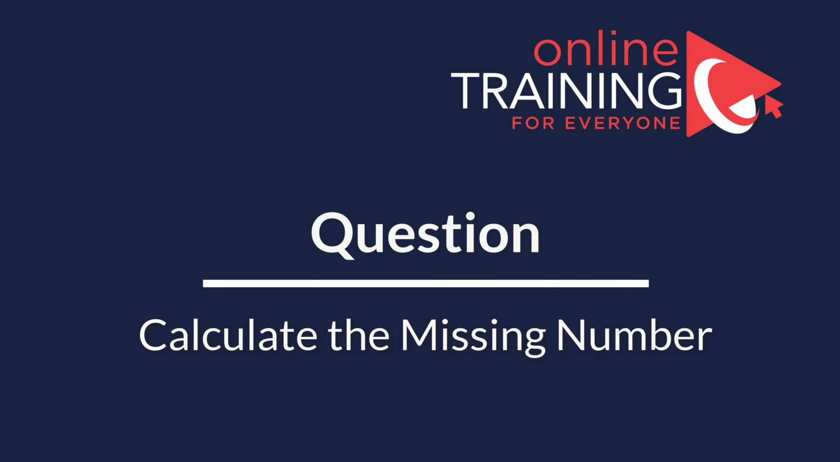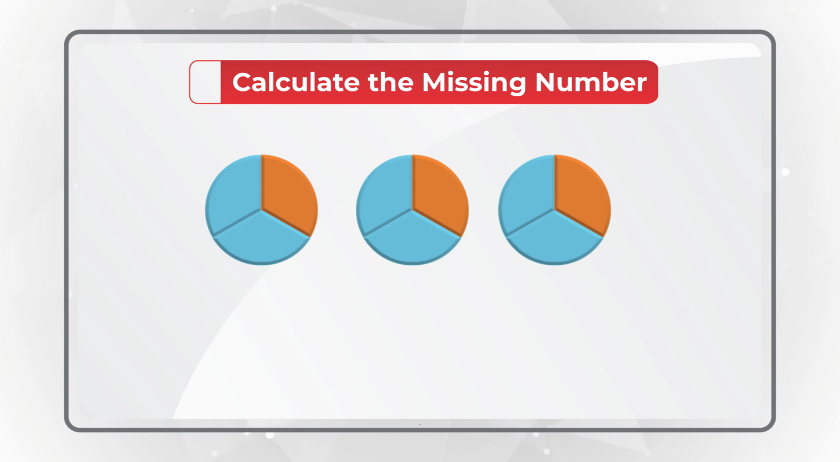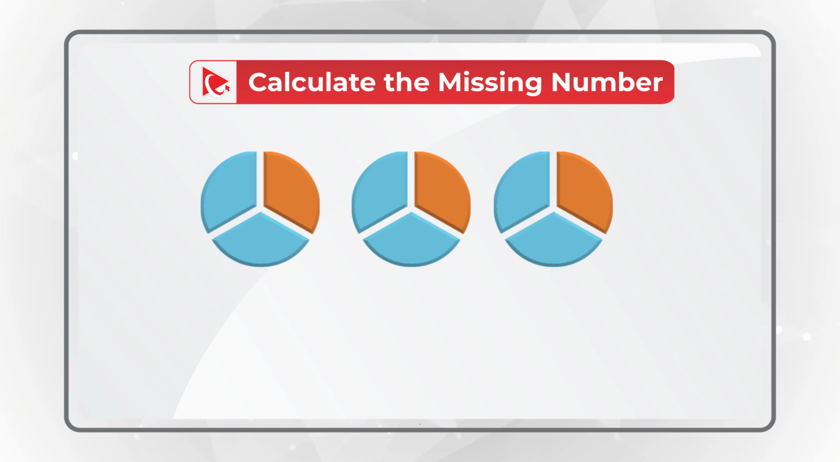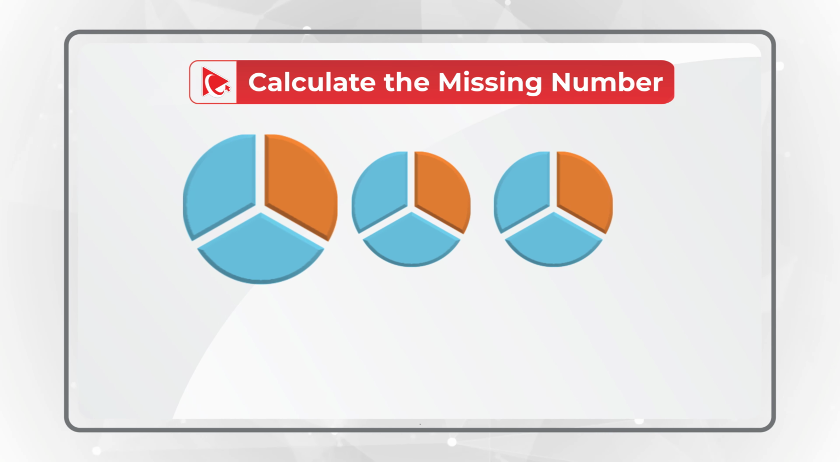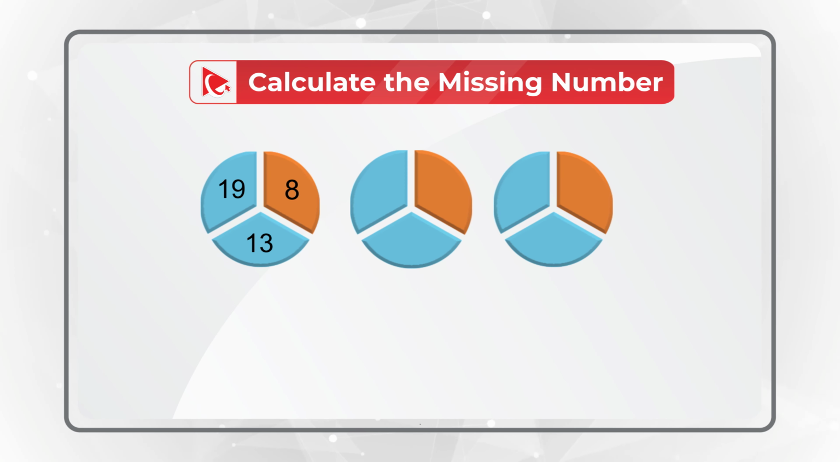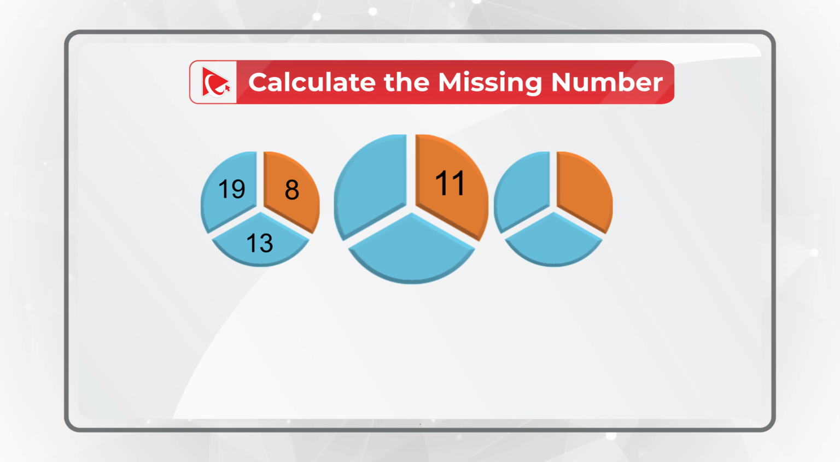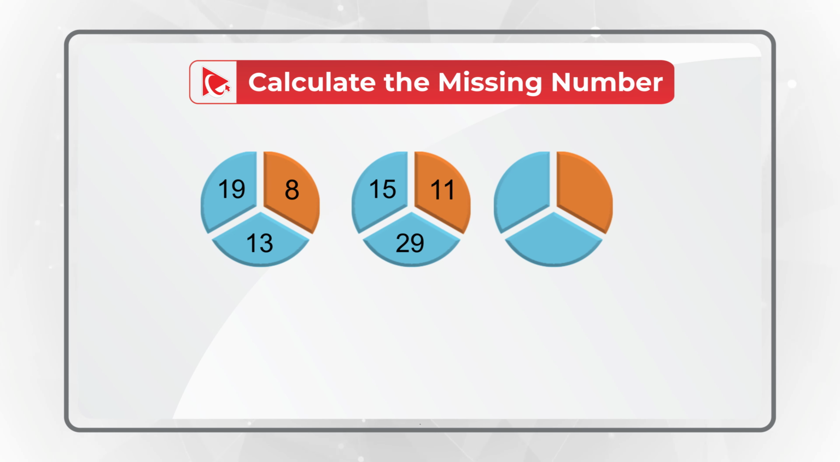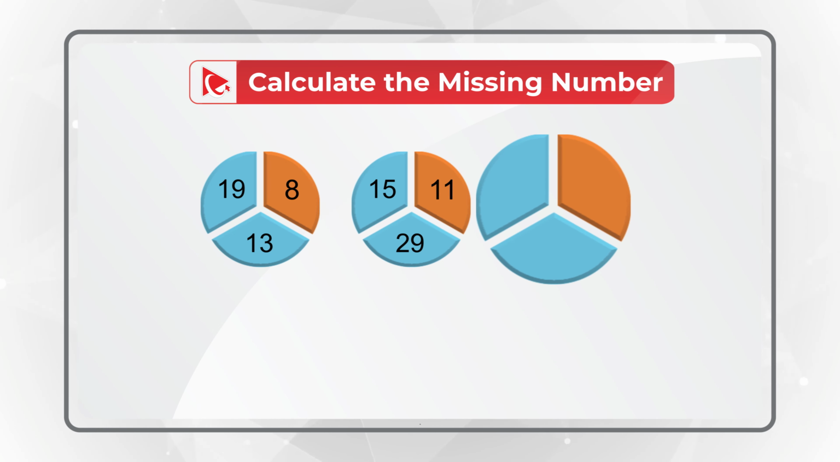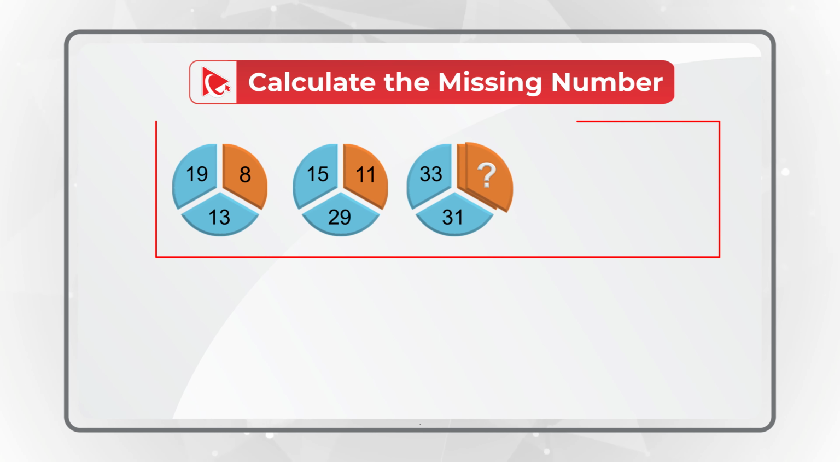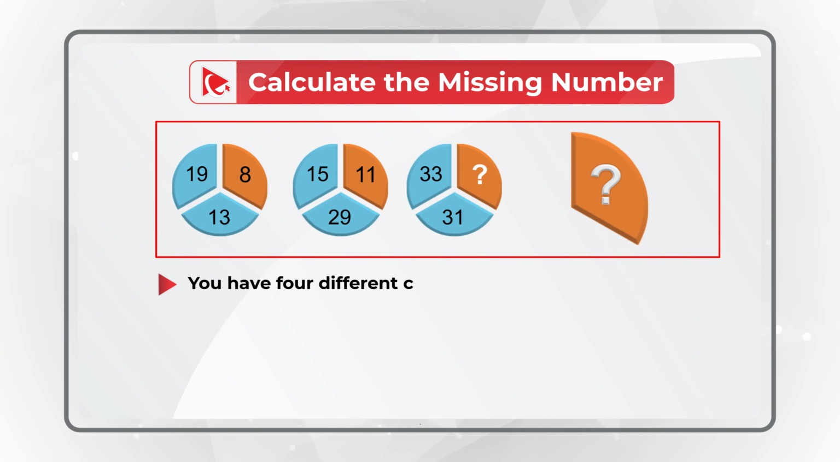Here's a puzzling question which has a very surprising solution. You're presented with 3 circles. Each circle is broken into 3 equal parts. The first circle has numbers 8, 19, and 13. The second circle has numbers 11, 15, and 29. And then the third circle has numbers 33, 31, and then one number is missing. You need to calculate the missing number out of 4 different choices.